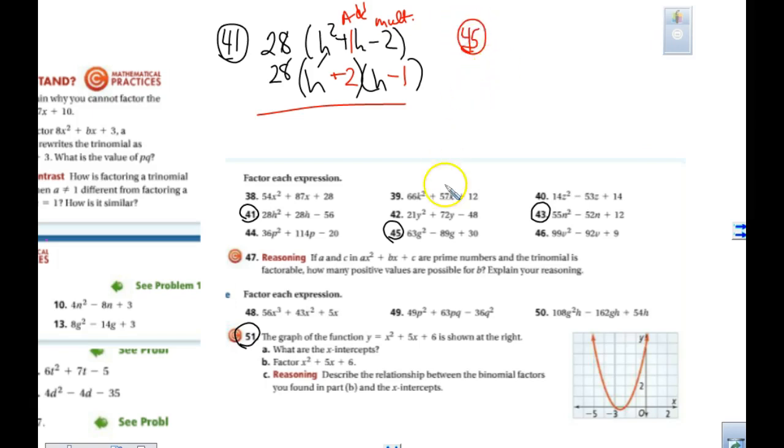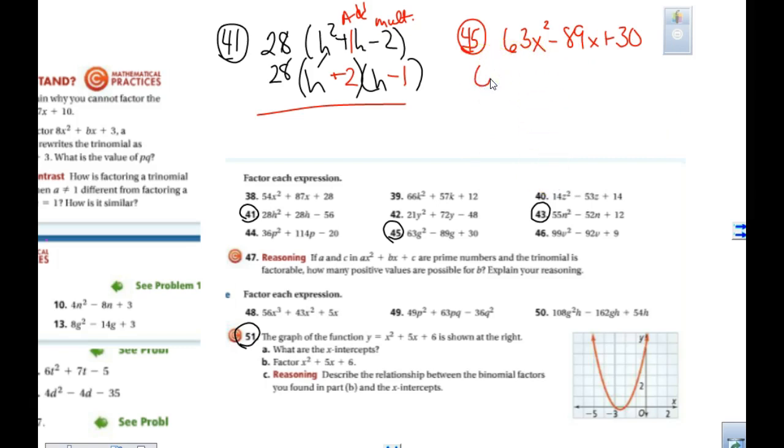Question 45. Ugly. No common factor, right? 63x squared minus 89x plus 30. I'm going to use x squared instead of g. So the first thing you do is work to the side, not below the problem, because this is where all your work is going to be.